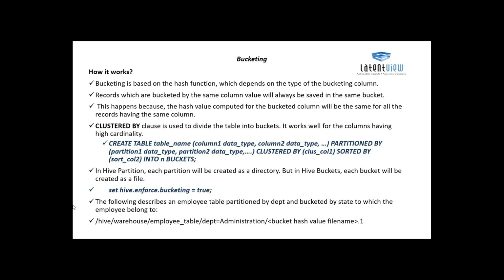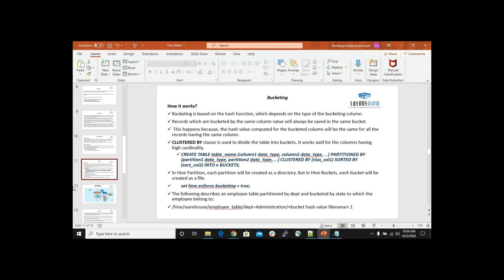So you can combine partitioning as well as bucketing. This is one example: create table name, partitioned by which columns, clustered by which columns, sorted by which column, into how many buckets, that is, how many buckets you want your data to be split across. Based on that, internally a modulo operation will happen and store your records. So this is all about bucketing.